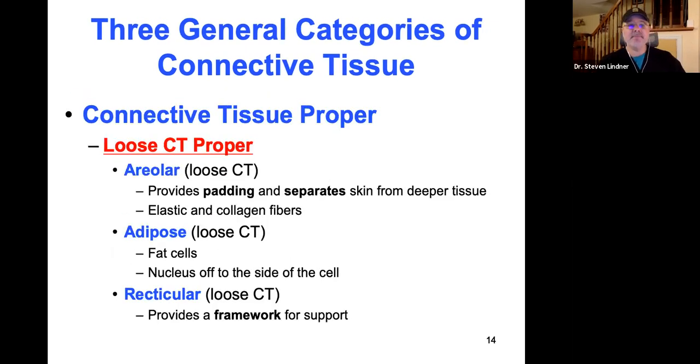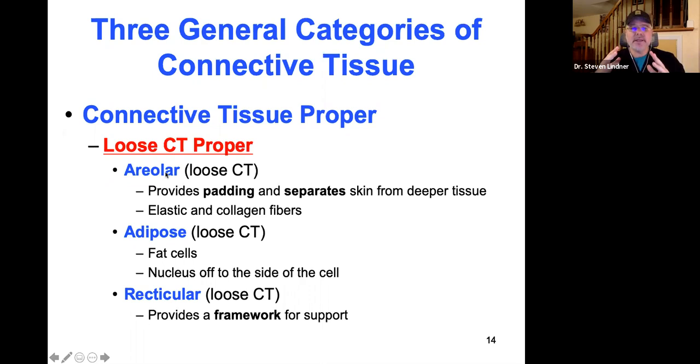So let's look at the loose connective tissue first. There's areolar, adipose, and reticular. And again, there will be a PowerPoint presentation, and I have a video of this that only goes over the histology slides, showing you areolar, showing you adipose, showing you reticular. We go through all of these on a separate video. So the loose connective tissue proper, there's areolar.